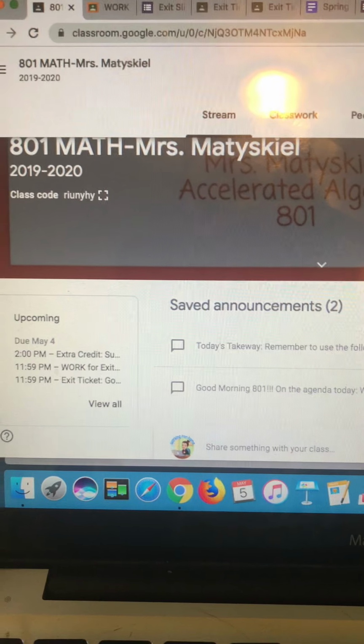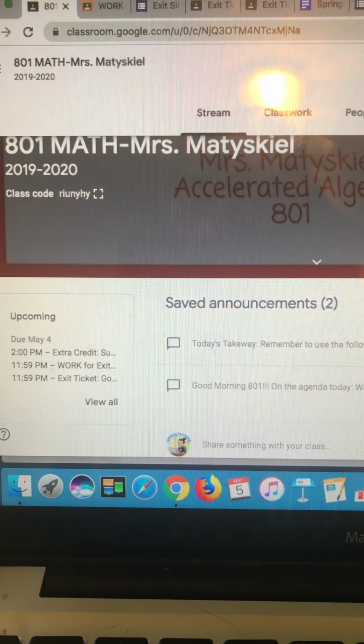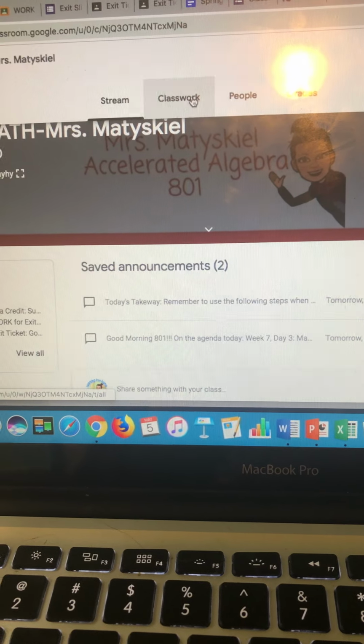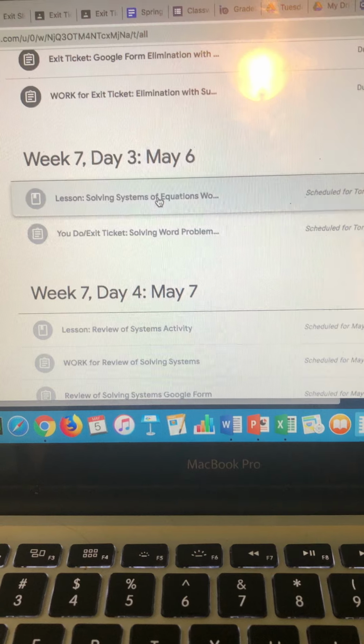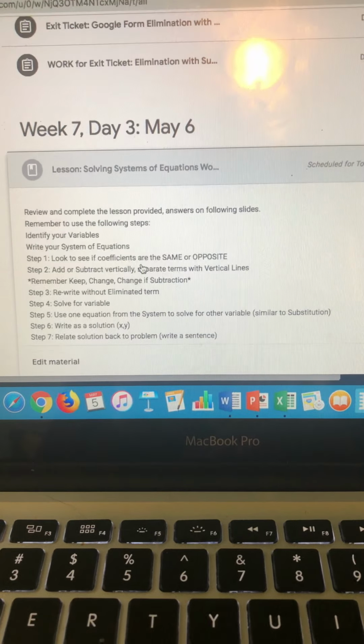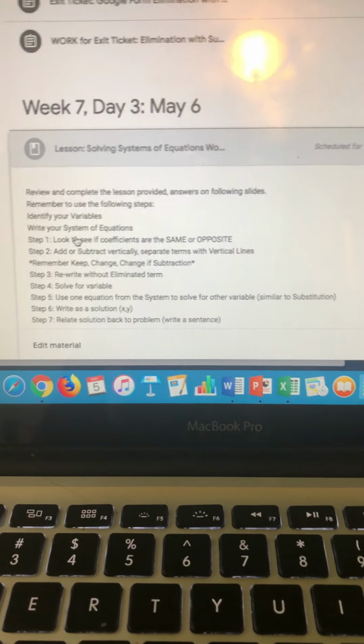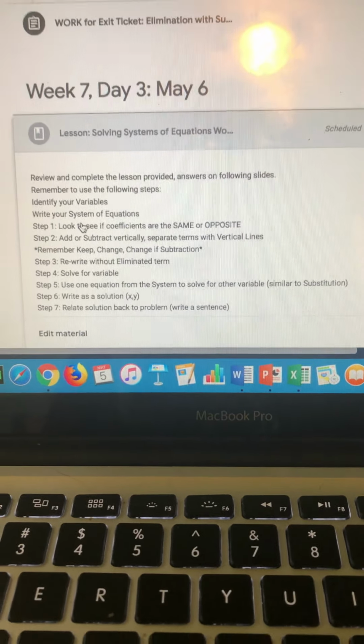We are taking our understanding of elimination and applying it to real world problems. So you're going to click on your classwork tab. You'll go down to day 3. When you click on the lesson, you'll see the steps that we're going to be using for our lesson today. They're also available in the description. You will click on the lesson.